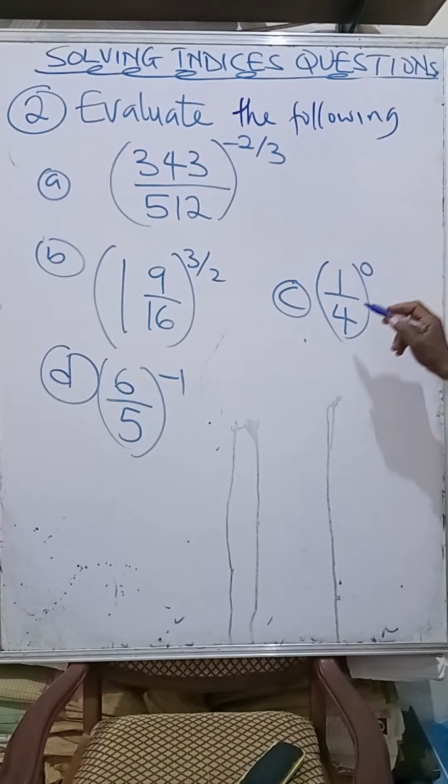I'll start from these C parts. 1 over 4 to power 0. Anything to power 0 is what? Is 1. So this one is done. Okay, so let's now go to A parts.